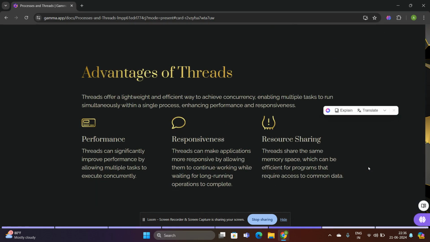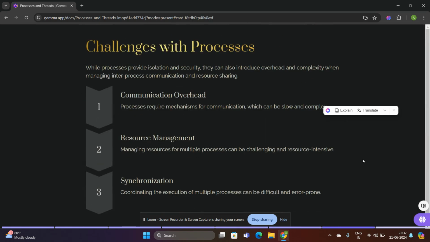And coming to threads, the advantage of threads is executing multiple tasks simultaneously, and the execution performance will be improved drastically, because doing multiple operations simultaneously takes very less time compared to one-by-one execution. Responsiveness will be very fast, and resource sharing is also very good in the context of threads. And there are challenges faced by processes and threads also.